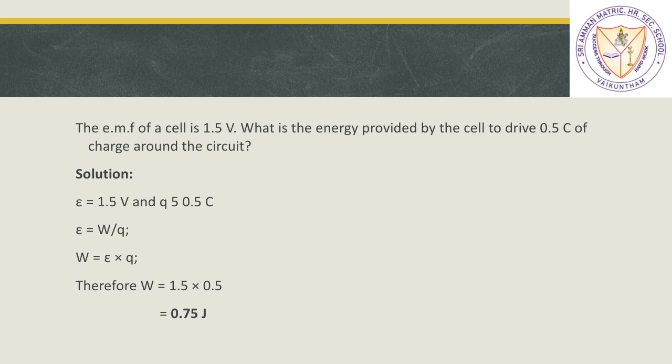One simple equation: epsilon, EMF, is equal to W by Q. We know the value of EMF, we know the value of charge. So if we want to calculate W, the equation will be W is equal to epsilon, the EMF, into Q, where EMF is 1.5 and Q is 0.5. So it will be 0.75 joules. One small equation, that's it. I hope you're following. Then moving on.